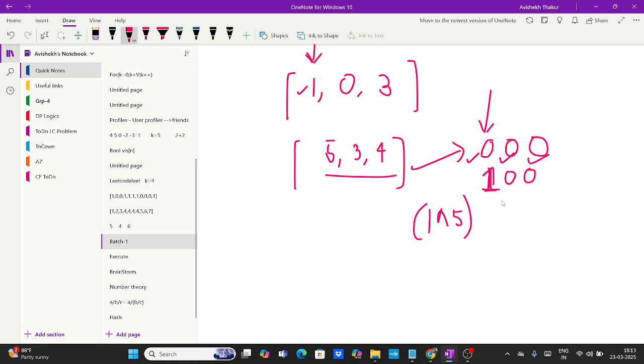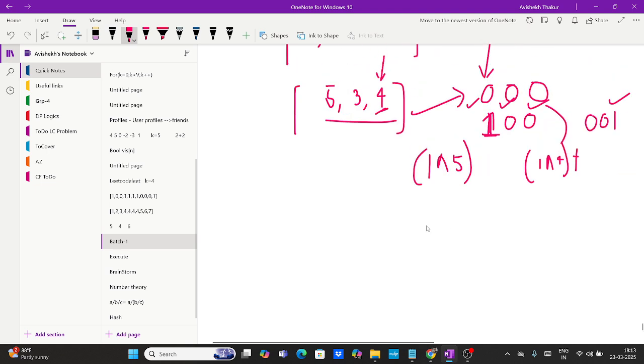There are other possibilities also. Let's say I can try to pair up with this. In this case, what would happen is that you will get a contribution of 1s or 4, and the mask will become 0 0 1. Why 1? Because this second element has been consumed.